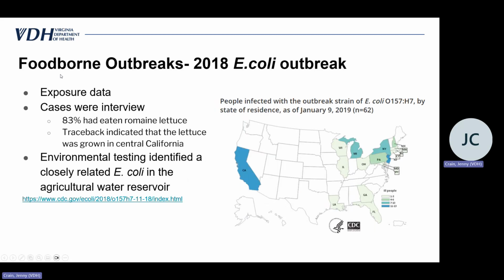The exposure data was collected about all these individuals. About 83% had eaten romaine lettuce, and there was a trace back that had indicated that the lettuce was grown in Central California. So you can see the state breakdown here in terms of all 62 cases, what their state of residence was. But why I'm giving this one as a specific example is because they were also successful in isolating E. coli from an environmental isolate, from the agricultural water that was used as irrigation water for that lettuce.